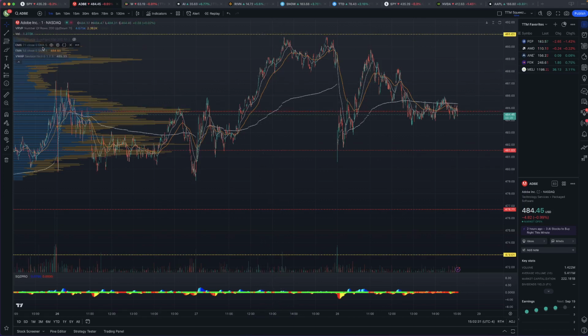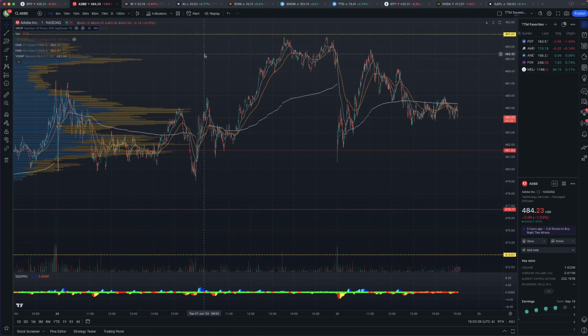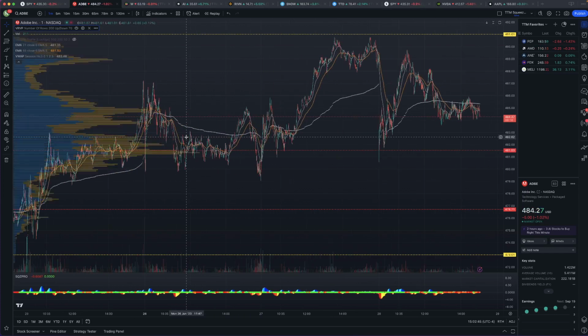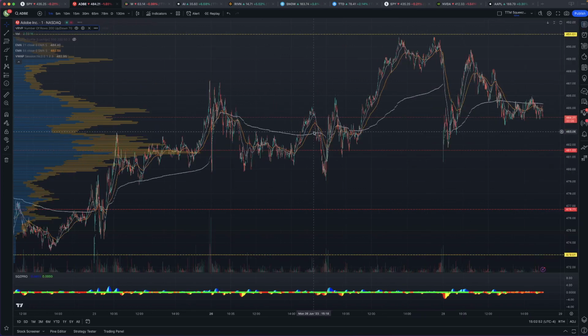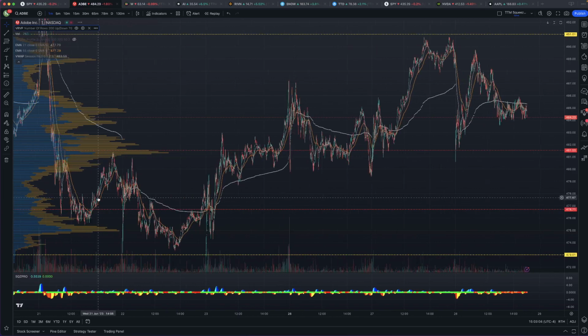So I'm going to get rid of the line that the system puts in for point of control, which was up here at the moment, because that's not the true point of control for the whole pattern. As you can see, volume profile changes. It's showing you based on what is visible in your chart. At least it does on TradingView. It does not on TOS. So if you're on TOS, it's a little more clunky.